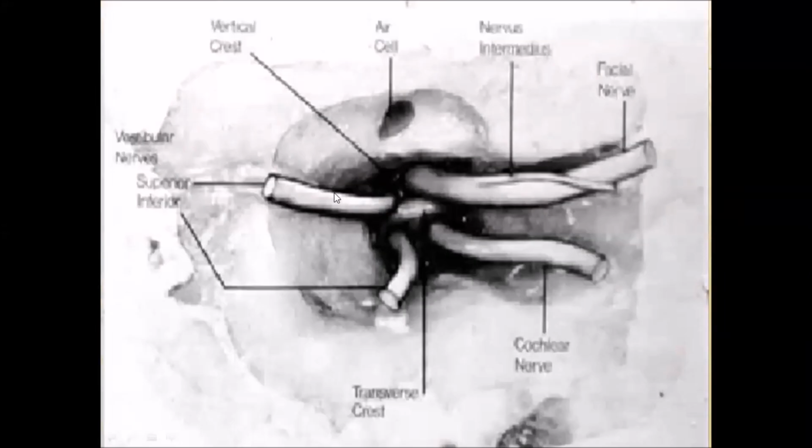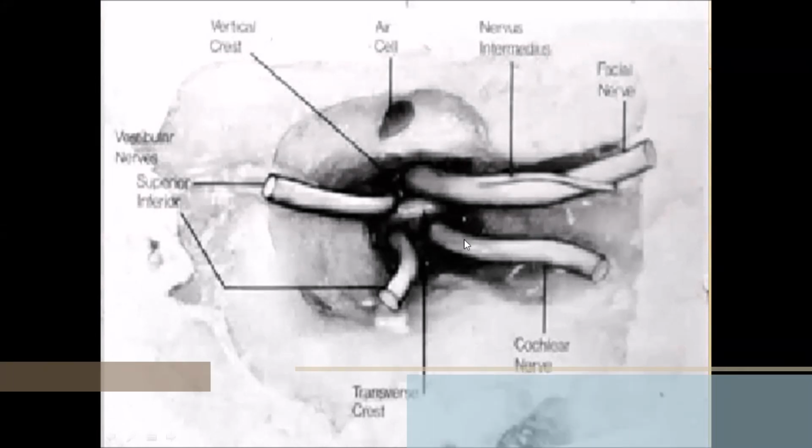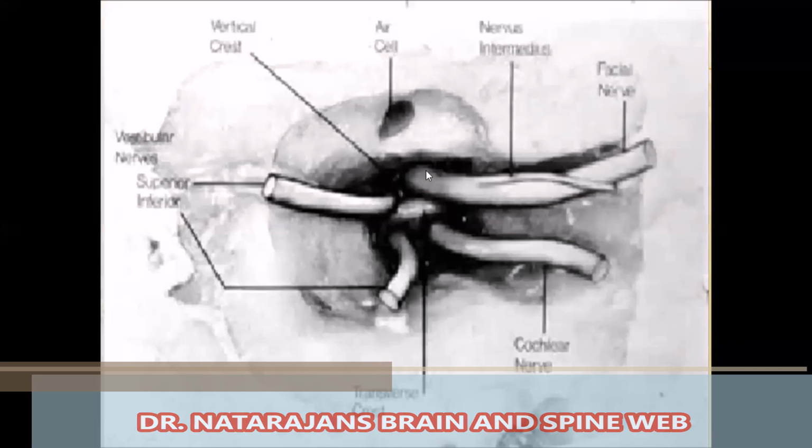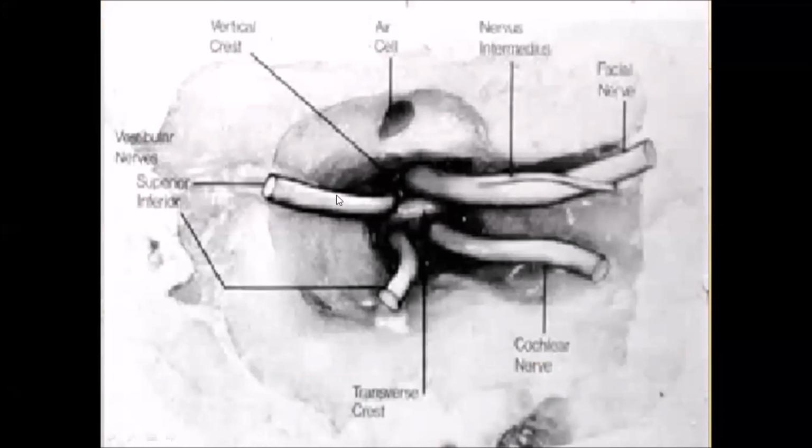So this is how the structures pass in the internal acoustic meatus. This is the facial nerve with the nervus intermedius. This is the superior vestibular nerve, and this is the inferior vestibular nerve. This is the cochlear nerve. So here is the Bill's bar, which separates the anterosuperior facial nerve from the posterosuperior superior vestibular nerve. And here is the falciform crest.